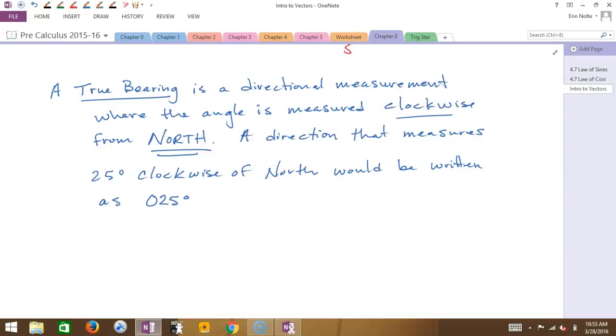So they have true bearing, and true bearing is always measured off of north. If you were going to have a true bearing of 25 degrees, notice the way that it's written. There's 3 digits. So if this is north, and you go clockwise, that direction would be the 25-degree angle.